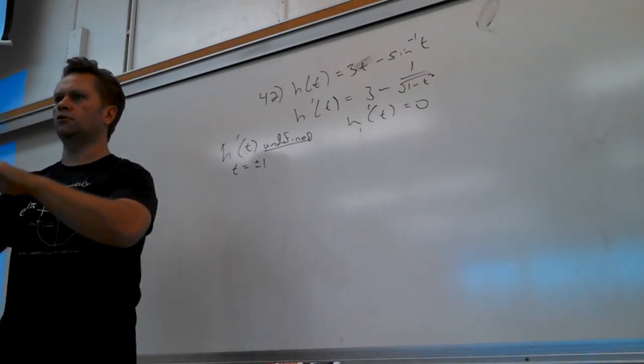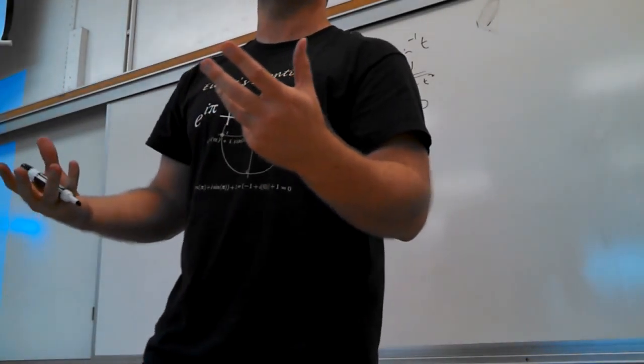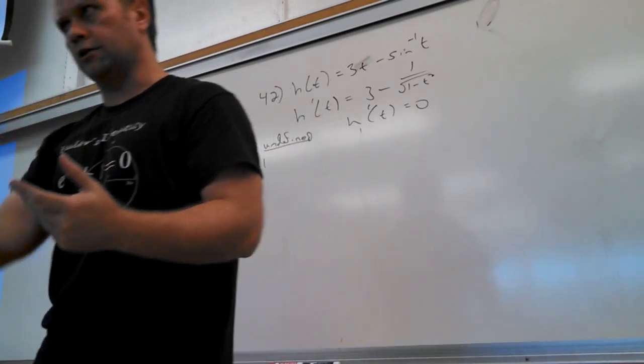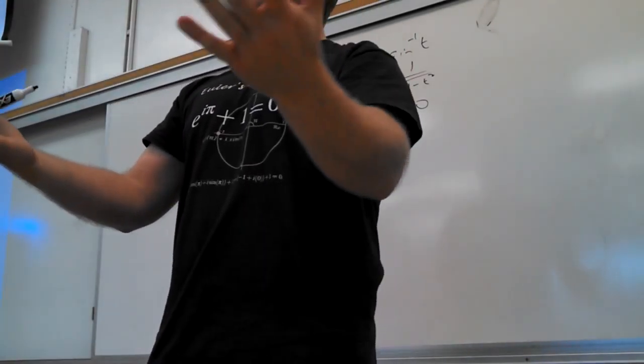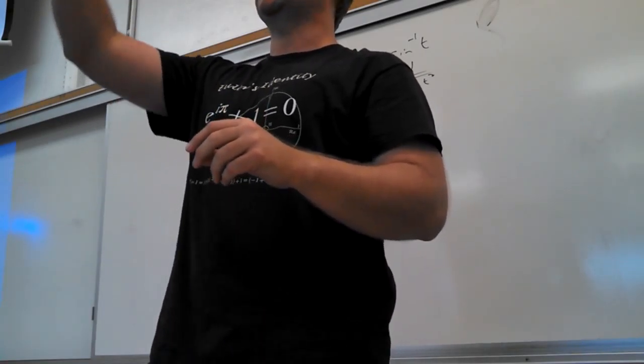It's not asking for absolute or local anything. They're just saying find the critical numbers. So as soon as you get them, you're done. Just don't forget two things to check: where it's undefined and where the derivative is 0. Look for both. You could have the little cusp thing, right?